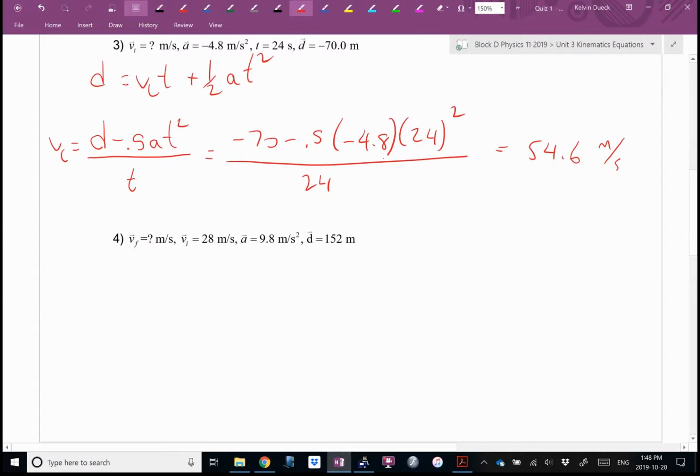Number four. Going to use VF squared equals VI squared plus 2AD. Cool. Armand, what am I trying to get by itself? Yes. It is. Or is it? What do I really have technically by itself? The VF squared. How do you get rid of a squared?